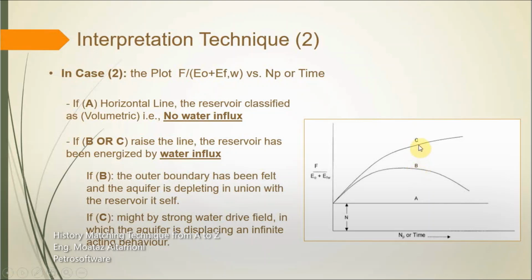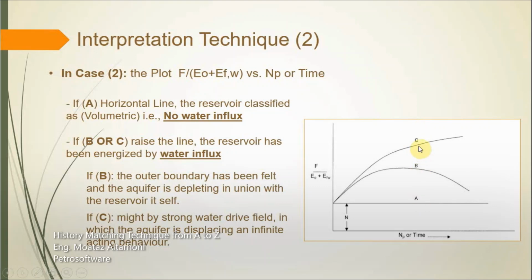But the difference between B and C: B means an increase of water influx sometime, then a decrease, which means maybe the outer boundary has been filled and acts as finite acting. And if C increases more and more, that means a strong water influx, and that may not be infinite acting, which means maybe the water influx is connected with another different source, seawater. That's a huge volume of water connected to our reservoir.